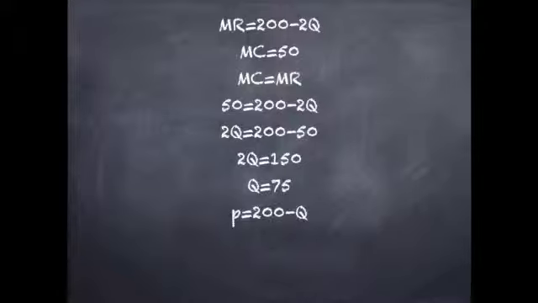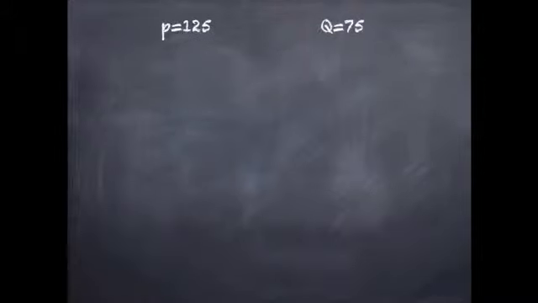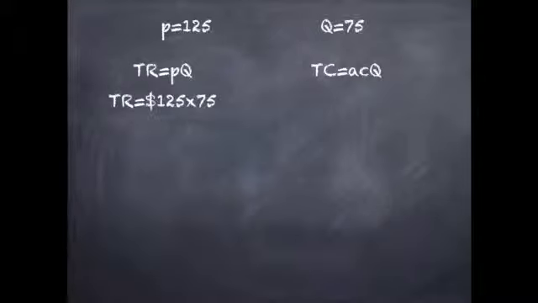We had our inverse demand curve, or function, where P is equal to 200 minus Q. We know what Q is. We can place that into the inverse demand function. We get P is equal to 200 minus 75, and the price is equal to 125. So we know price and quantity, so we can calculate total revenue and total cost. Total revenue is going to be P times Q.